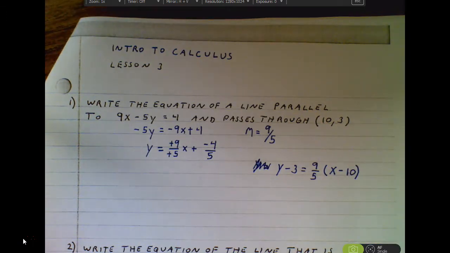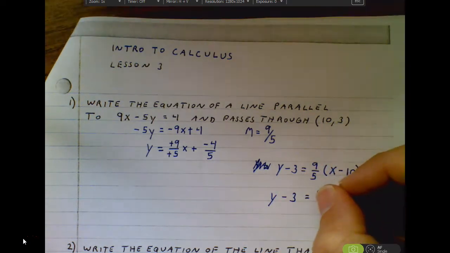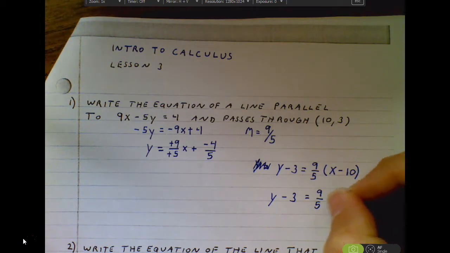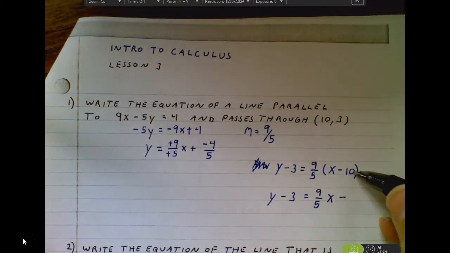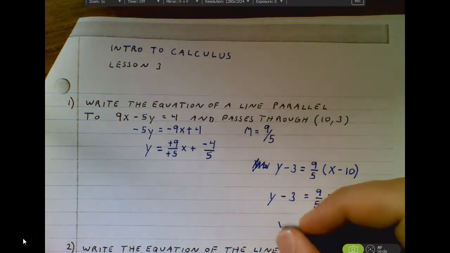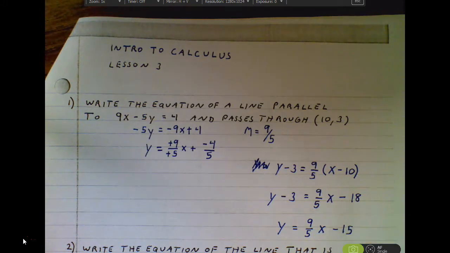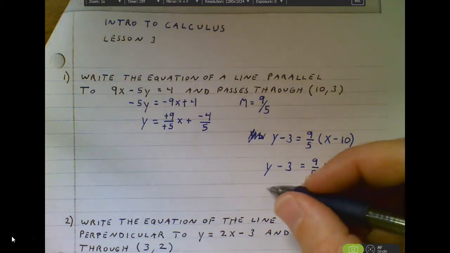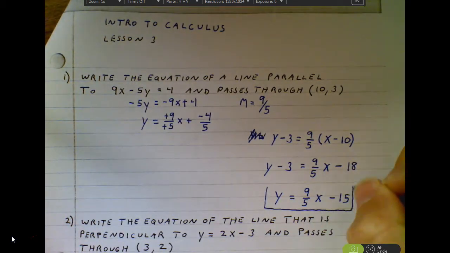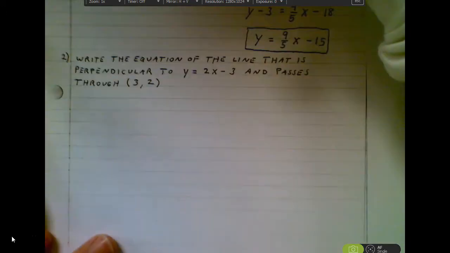So we're going to start by just doing a little distribution here on the right side. So 9/5 x, and 5 goes into 10 twice, times 9 is 18, and then if I add the 3 over, and we got the equation of our line. Remember, if we're writing the equation of a line, we always like to leave it in slope-intercept form unless the directions tell us otherwise. Going on to our second example.